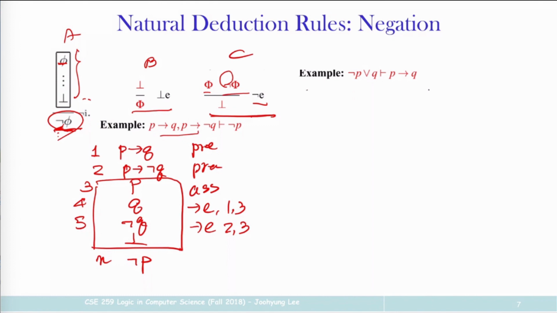Which rule allows me to derive bottom? C, the negation elimination rule. I got phi as Q, so with Q and not Q, we can derive bottom. So that's this. Okay, the proof is done.